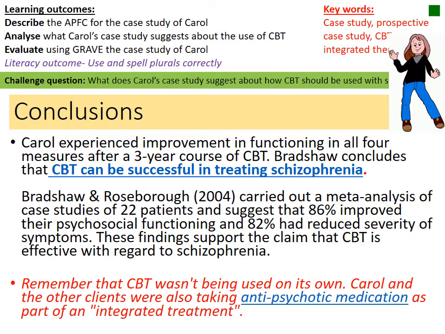Bradshaw and Roseberg in 2004 carried out a meta-analysis of the case studies of 22 patients and suggested that 86% improved their psychosocial functioning and 82% had reduced severity of symptoms. These findings support the claim that CBT is effective with regard to schizophrenia.